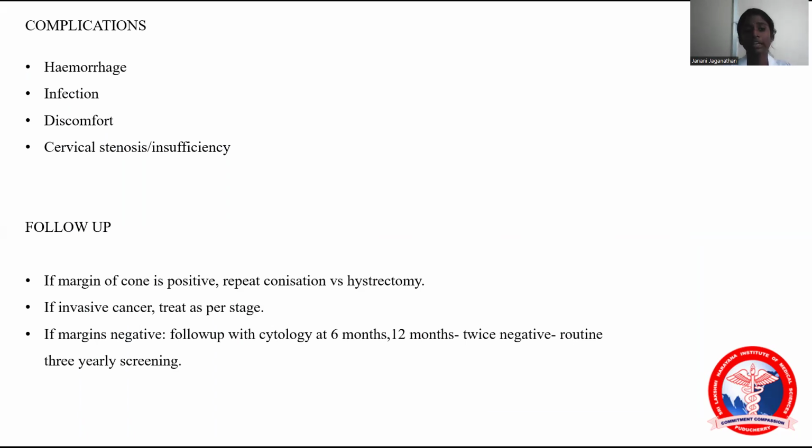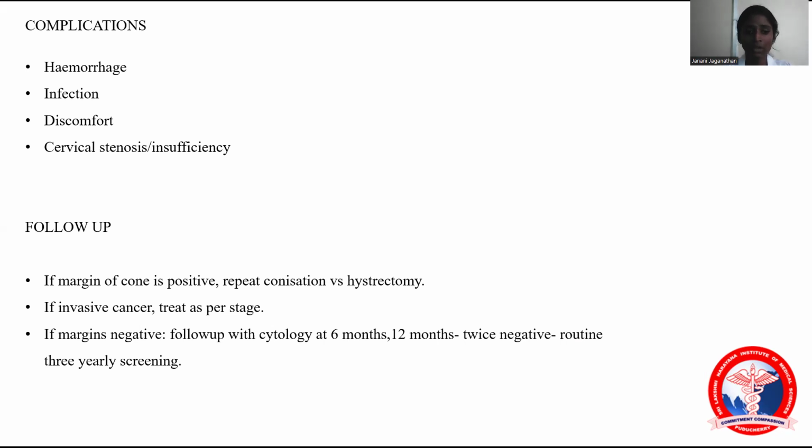The most important thing after treating patients of CIN with either ablative or excisional procedures is the follow-up. The follow-up period is very important. If the margin of the cone is positive, you have to repeat conization or do a hysterectomy depending upon the family status of the patient. If the patient has already completed her family, it is better to go for hysterectomy. If the patient is desirous of pregnancy, it is better to go for conization. If invasive cancer is detected at any point in the follow-up period, you have to treat the cancer according to the stage of the cancer.